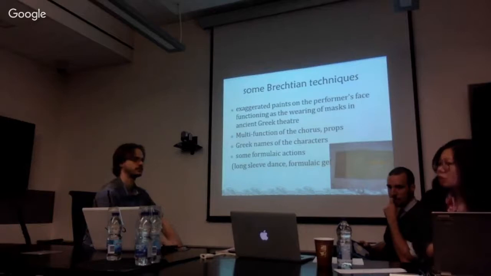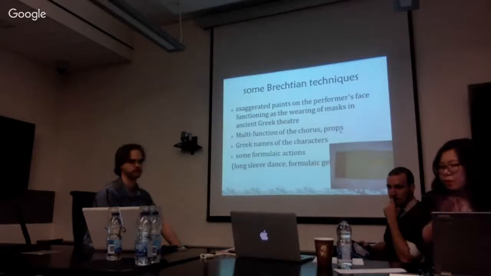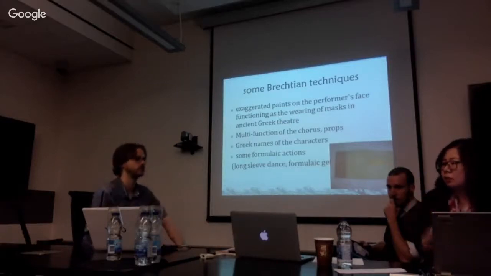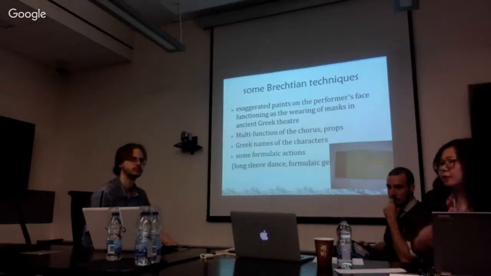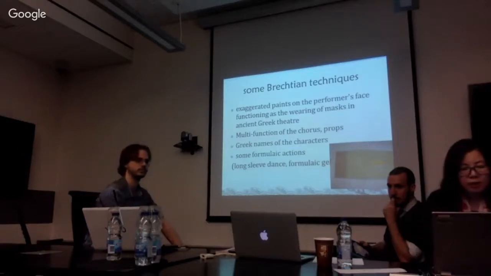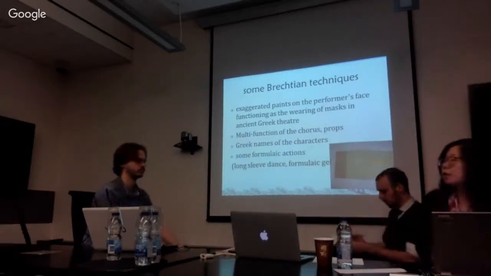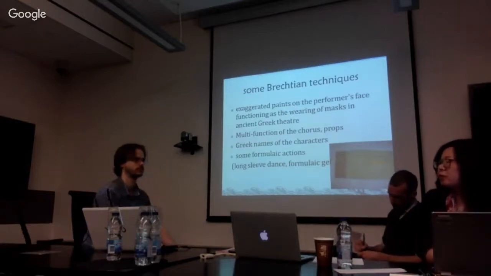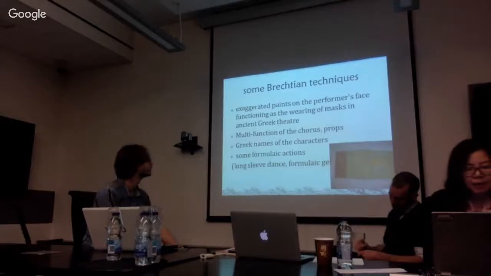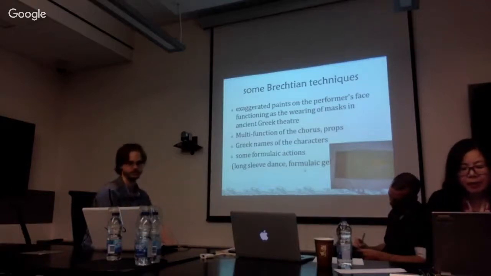So the chorus in this play played many different roles. And also, there is the minimal use of props. Let me give you some examples. The use of a horse whip to indicate the captor riding a horse, and the use of an oar to indicate the captor rowing a boat. And the Greek names of the captors remained in the performance to remind the Chinese audience this is a Greek drama, not a Chinese play. And there are some formulaic actions, such as the long live dance and some other formulaic gestures.